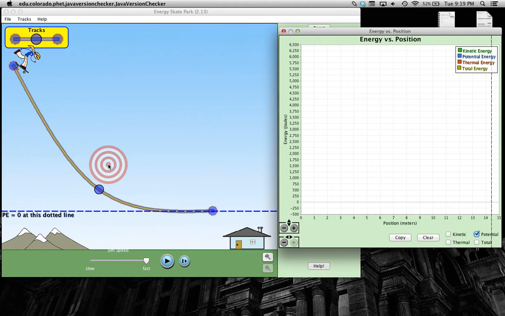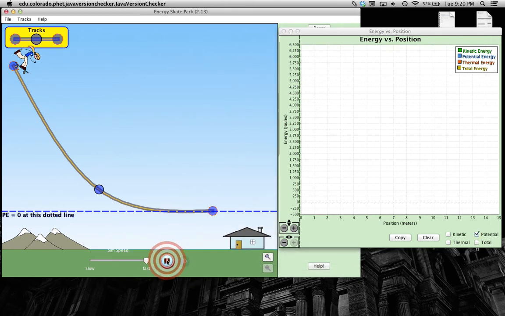Pay attention right here. Look at the screen. Pause the video and draw what you think her potential energy will look like. Do that now. Pause it. All right, now that you've drawn what you think her potential energy will look like, let's see.